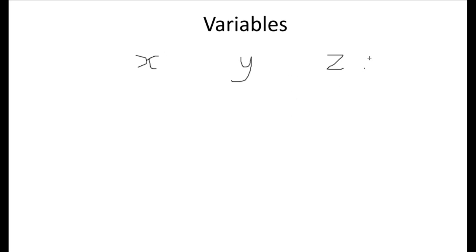So each of these could represent any number. So you could say x could be 1, or it could be 2, 3, 5, 10, 50. It could be anything, and it's just unknown. We don't know, so we just label them as letters. Now, obviously, they're not just x, y, and z. It can be any letter.